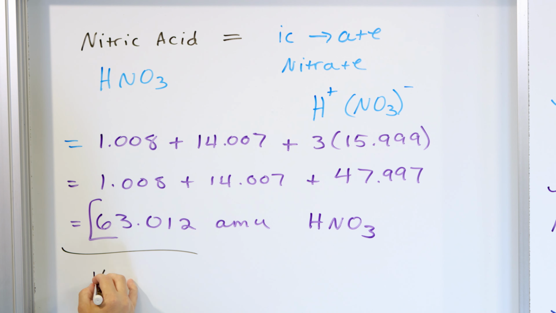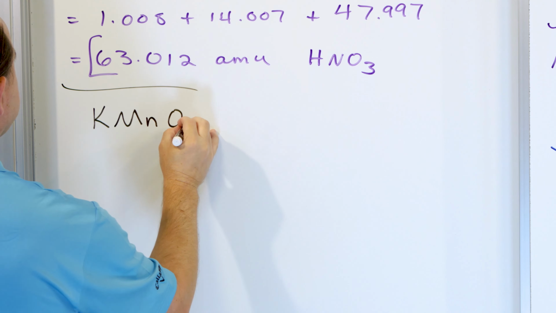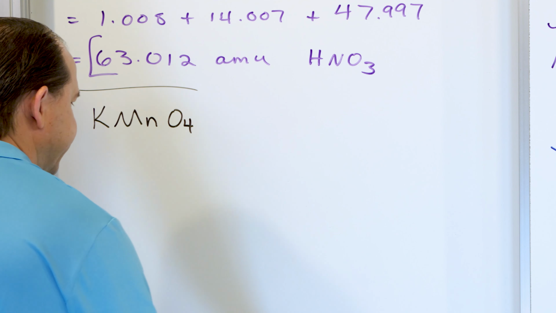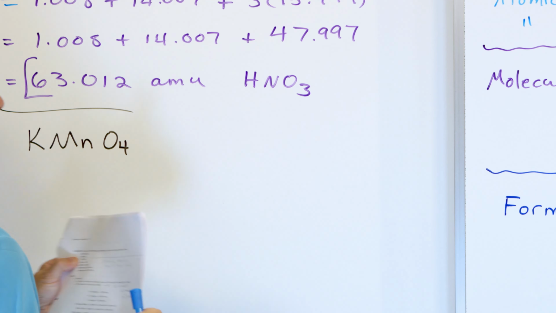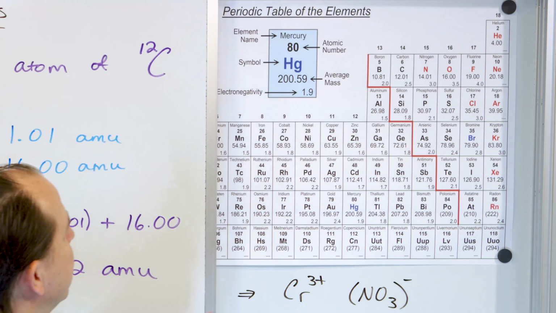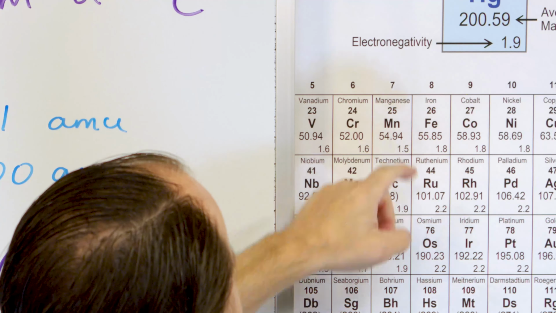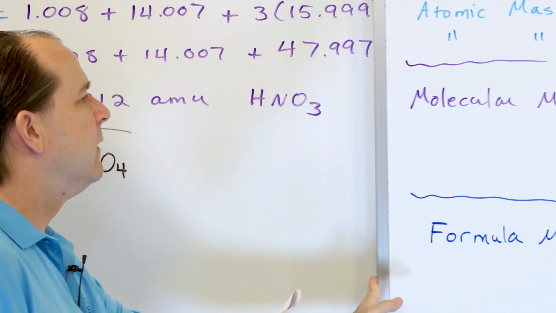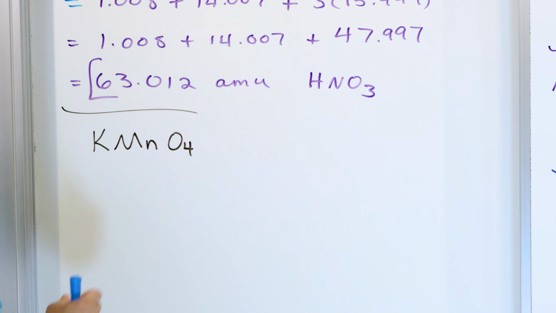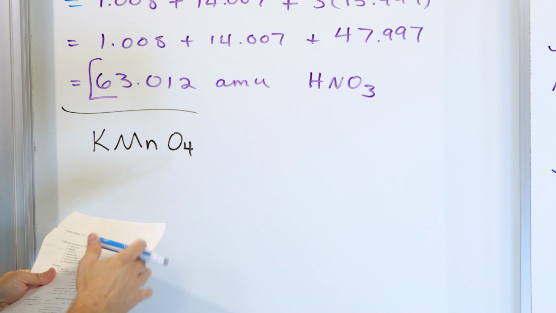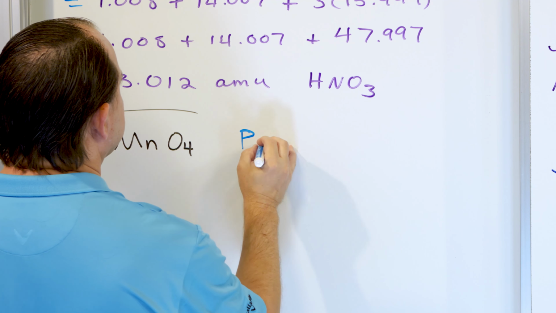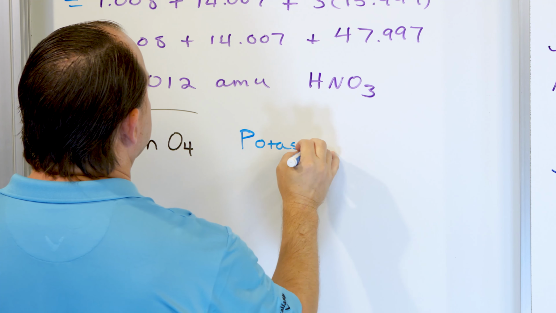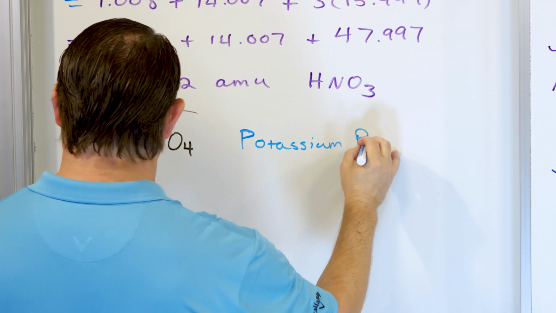Let's take a look at KMnO4. What is this? Well, the K is potassium, and then you have this manganese. Mn is manganese. If you're not sure about that, go look at the periodic table. Mn is manganese. But MnO4 is an ion that's called a permanganate ion. So this is potassium permanganate.